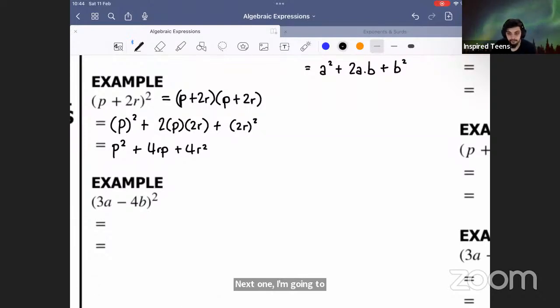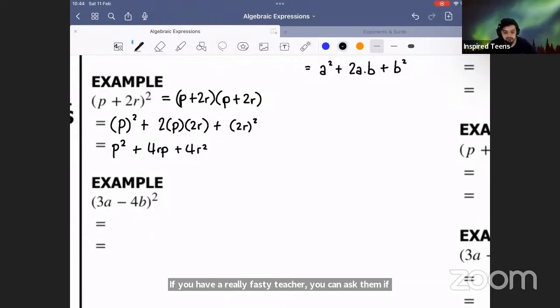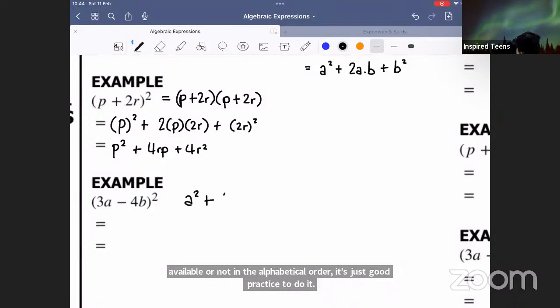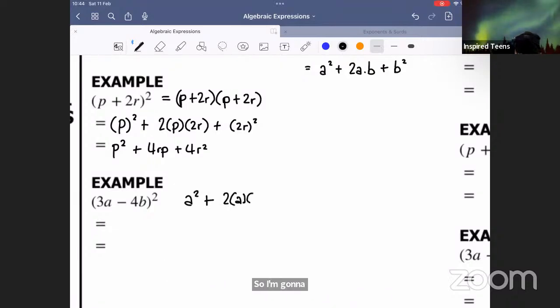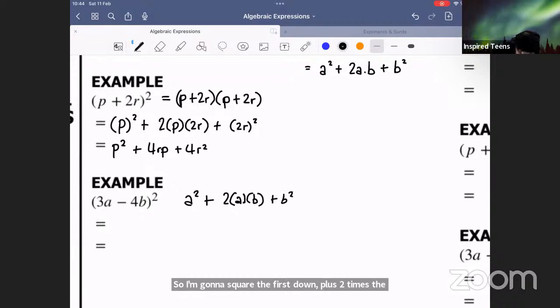Square the first term. Do the variables have to be in alphabetical order? Not necessarily. If you have a really fussy teacher, you can ask them if they really want it to be, but you won't get marked incorrectly if your variables are not in alphabetical order. It's just good practice to do it. So I'm going to square the first term, plus 2 times the first term times the second term, plus I'm going to square the last term.